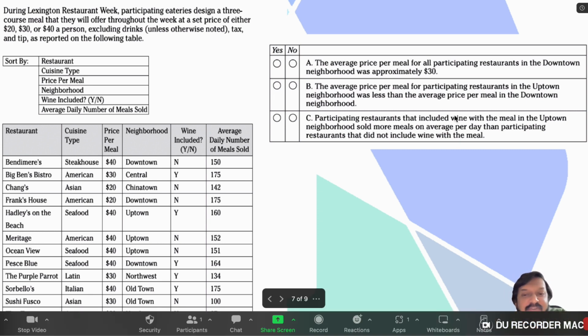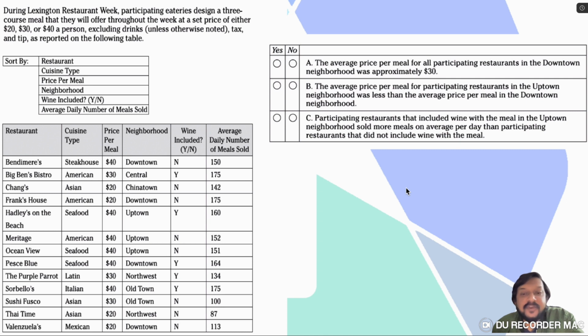Now let's look at how the questions look. As you can see in these questions, if you look at the first question, remember this is only one question with three parts, as we discussed that there can be multiple parts. In this question, it says the average price per meal for all participating restaurants in the downtown neighborhood was approximately 30. Now downtown is spread all across.